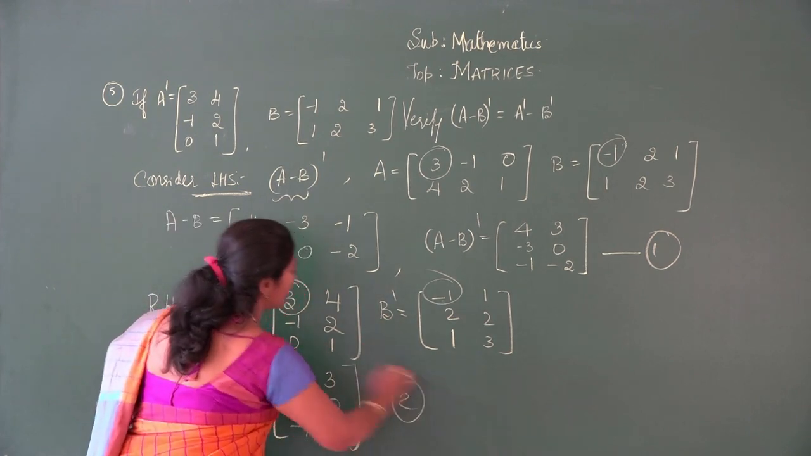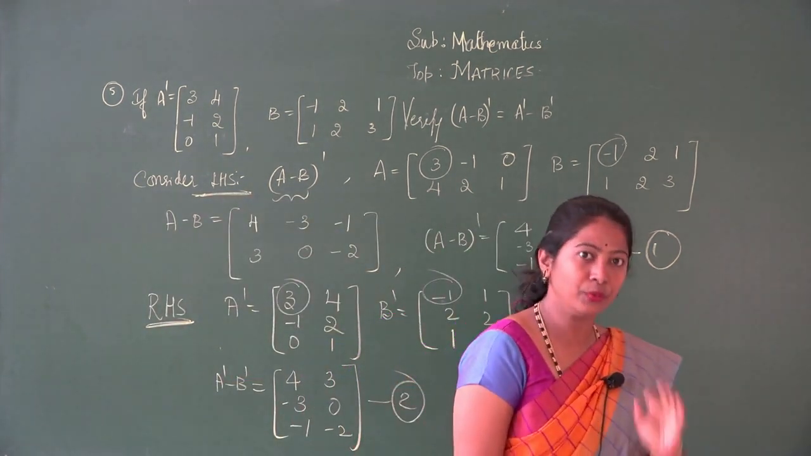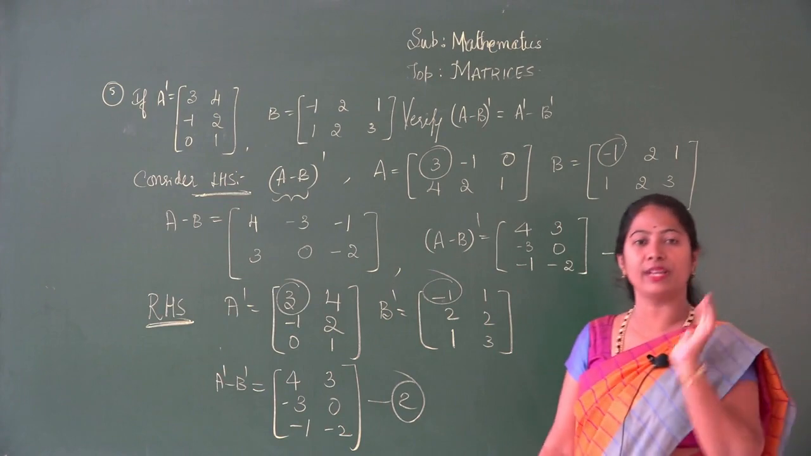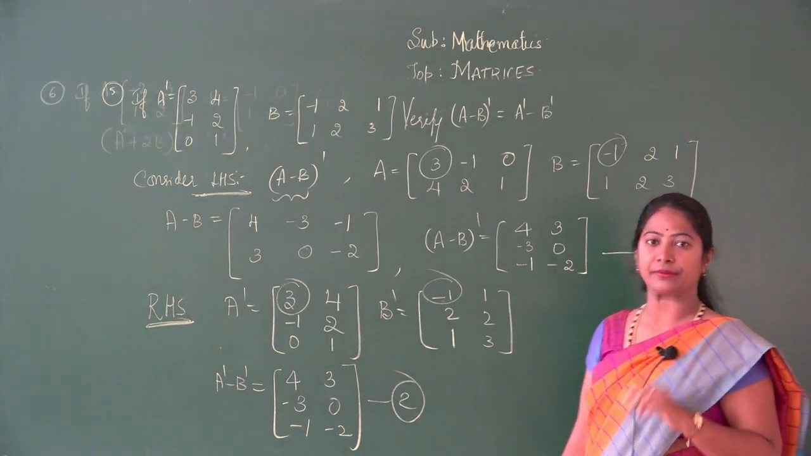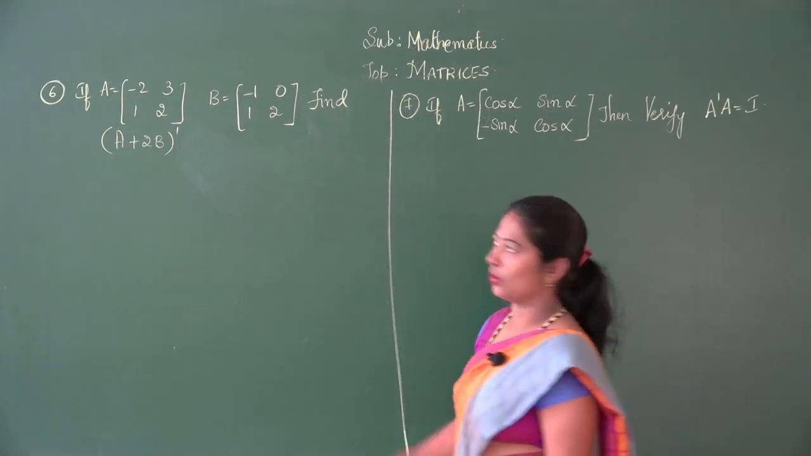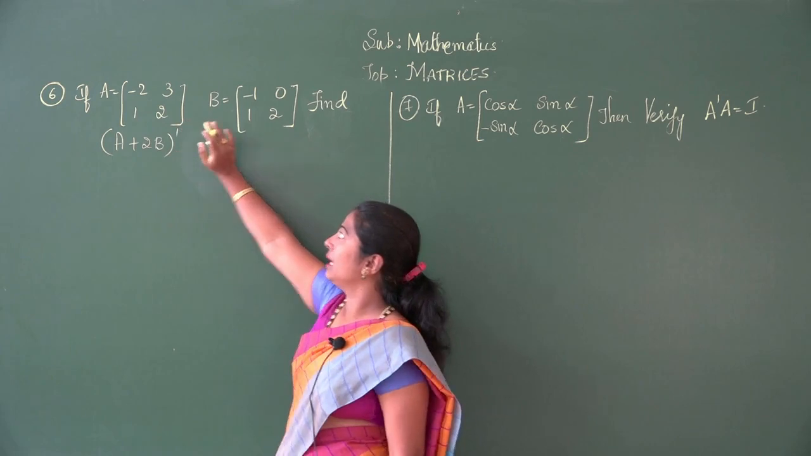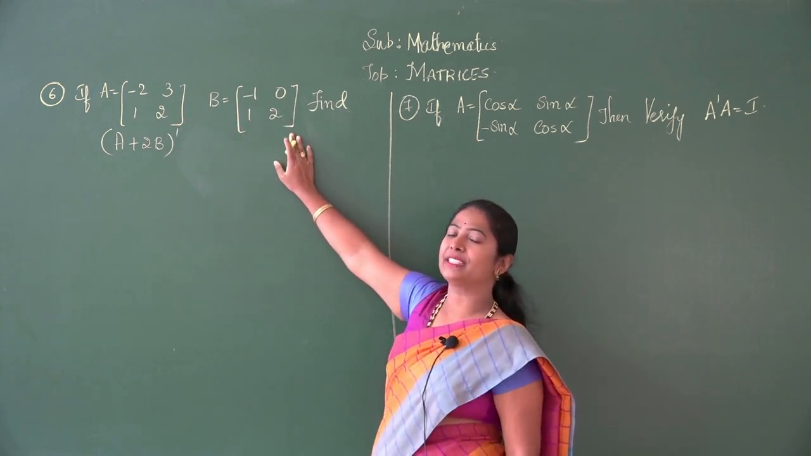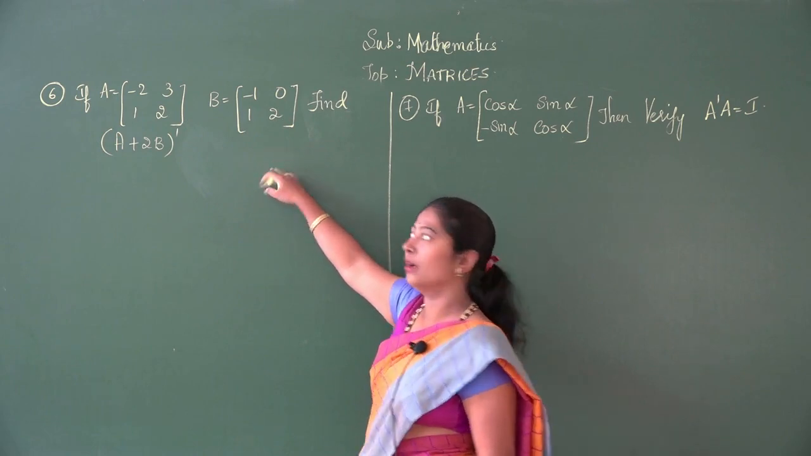Call this as equation number 2. Hence, from equation 1 and equation 2, we can say that (A minus B) dash is equal to A dash minus B dash. Moving on to the next problem. If matrix A contains the elements minus 2, 3, 1, 2 and matrix B contains the elements minus 1, 0, 1, 2, we are supposed to find (A plus 2B) dash.